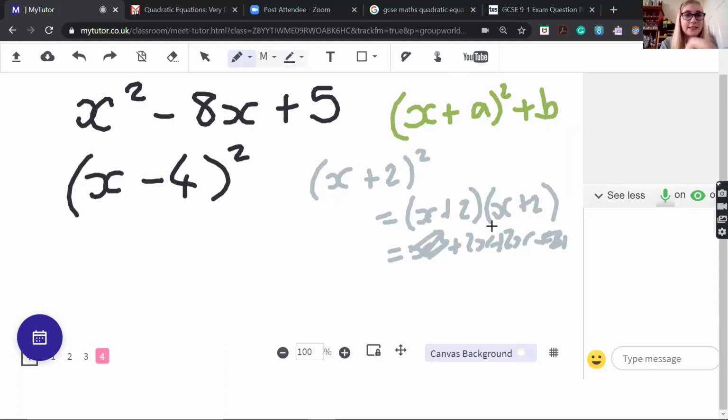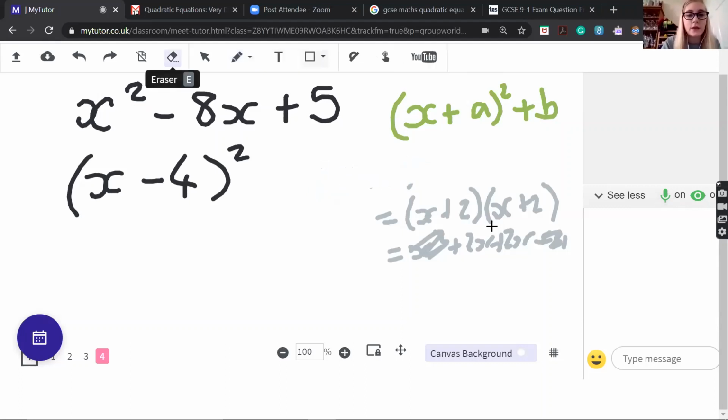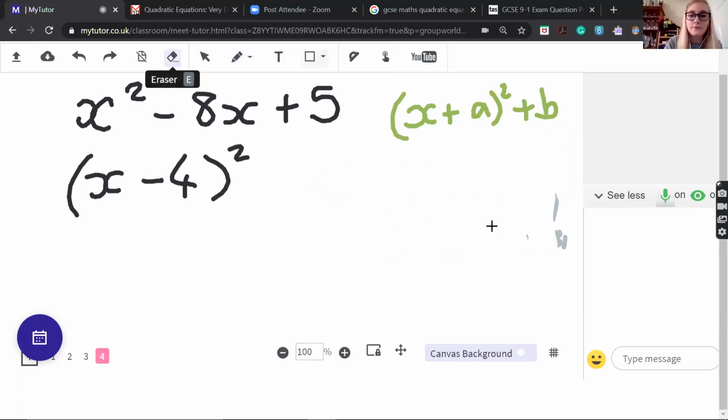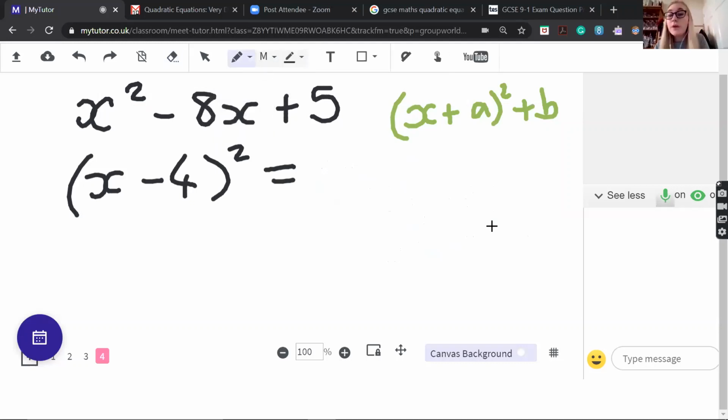Hopefully that makes sense, and I'll kind of prove to you that that works now. Because the next step that we have to do in completing the square is expanding this out. Because all we need to do now is work out what we have to whack on the end to make it plus 5. So we'll check where we're at the moment by expanding it out. So we get x squared minus 4x minus 4x, so minus 8x, and then that minus 4 squared.